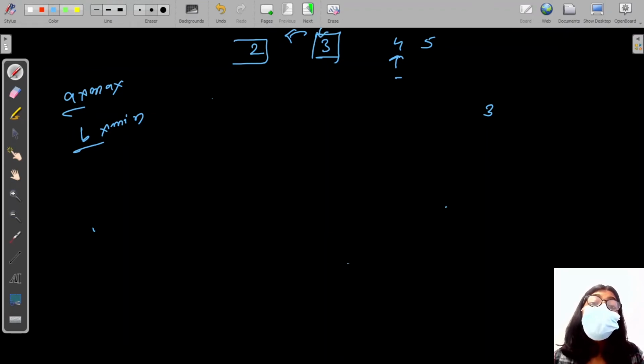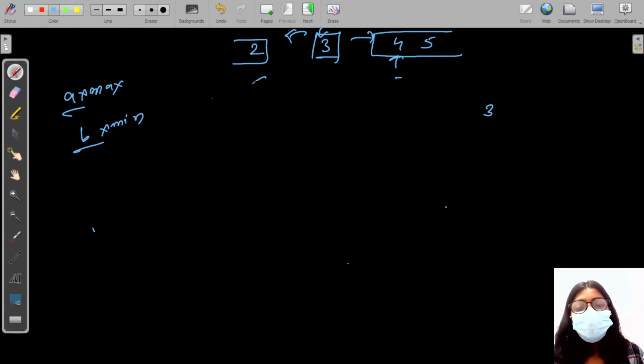And for all the subsequences that are formed by elements on the right side, it behaves as min for those subsequences. So I have to find out how many subsequences are there on my left and how many subsequences are there on my right.